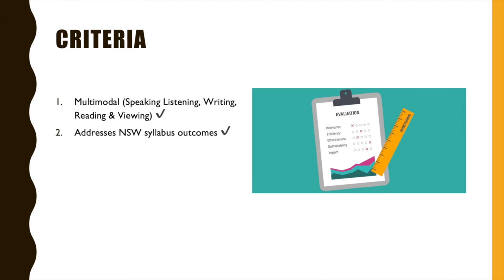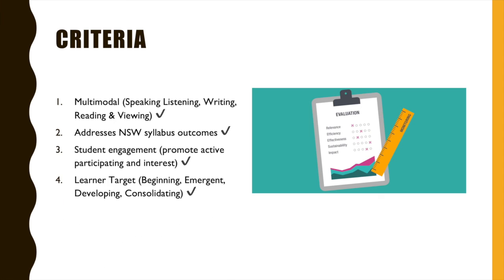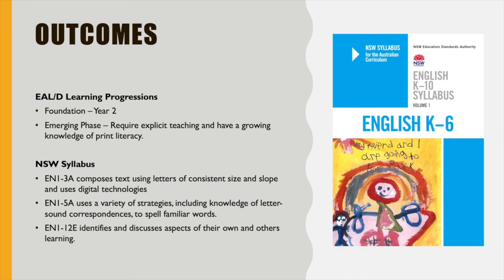Secondly, it addresses syllabus outcomes such as EN1 3A, EN1 5A, and EN1 12E. Thirdly, it is engaging for the students, capturing their attention through the use of visual cues, and it is carefully laid out. We also have a learner target, and our resource is aimed at an emerging English learner. Finally, it focuses on Language 1 and Language 2 by using them in collaboration to assist the student in understanding words and concepts. Here are the outcomes from the New South Wales syllabus that we found related to our resource.